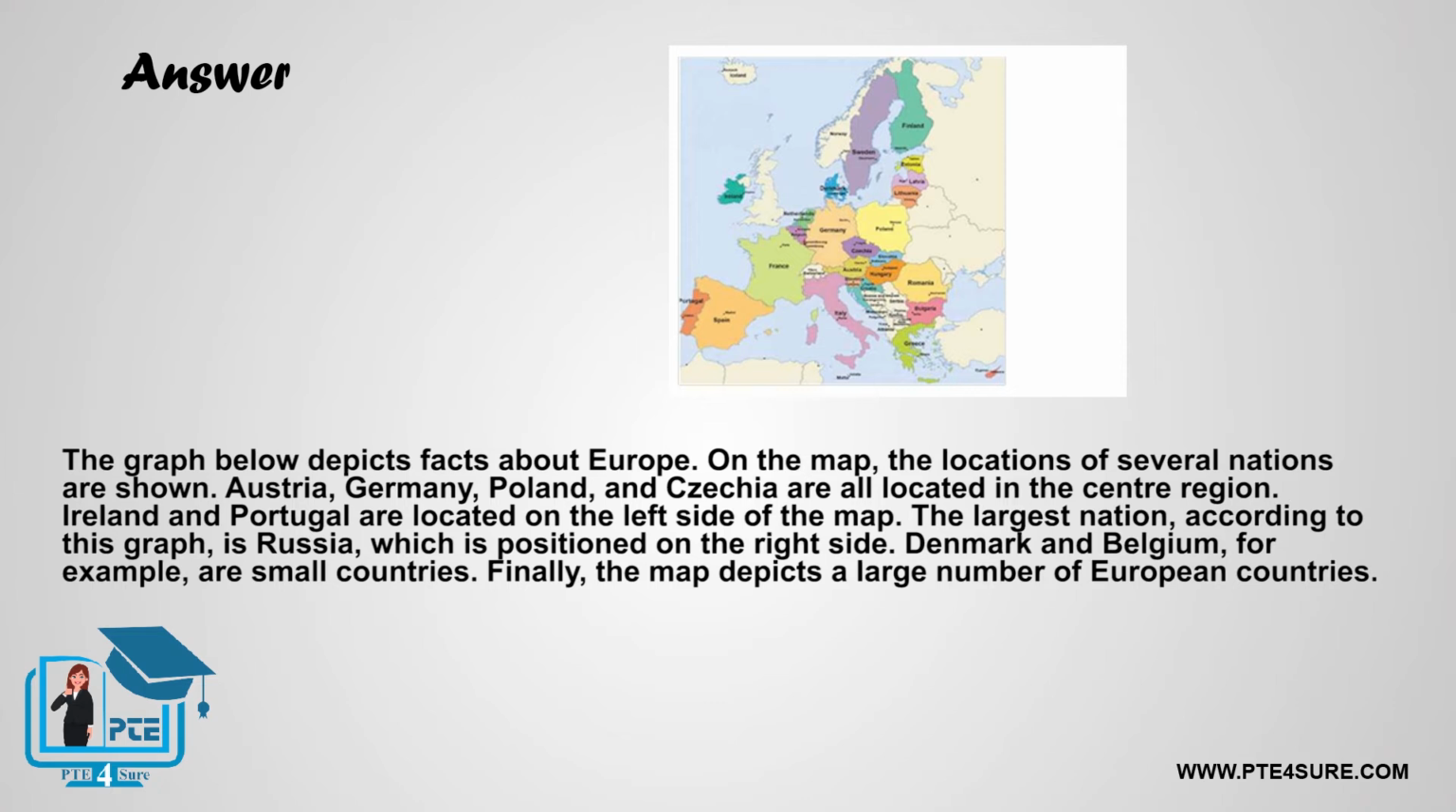The graph below depicts facts about Europe. On the map, the locations of several nations are shown. Austria, Germany, Poland, and Czechia are all located in the center region. Ireland and Portugal are located on the left side of the map. The largest nation, according to this graph, is Russia, which is positioned on the right side. Denmark and Belgium, for example, are small countries. Finally, the map depicts a large number of European countries.